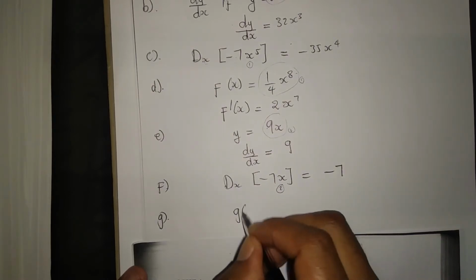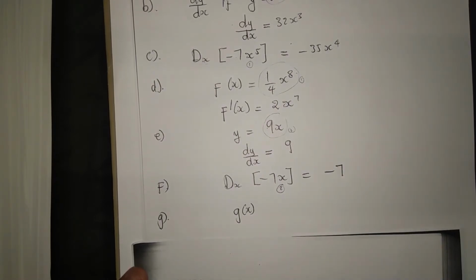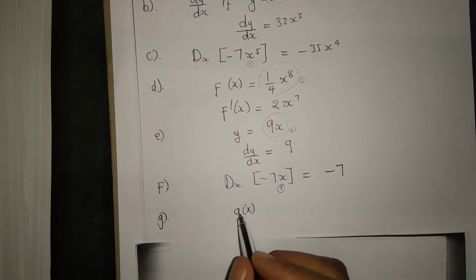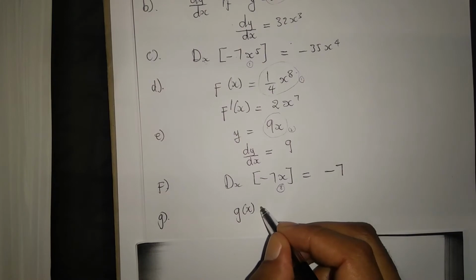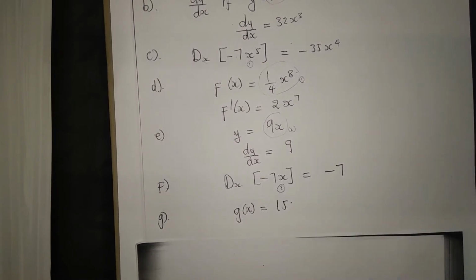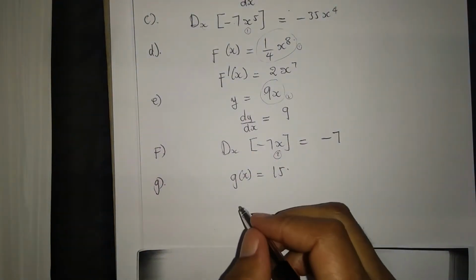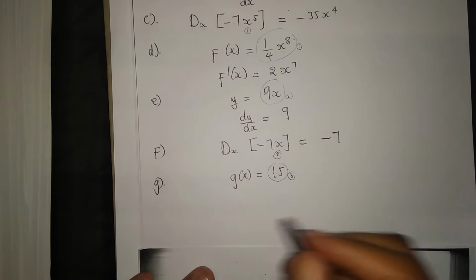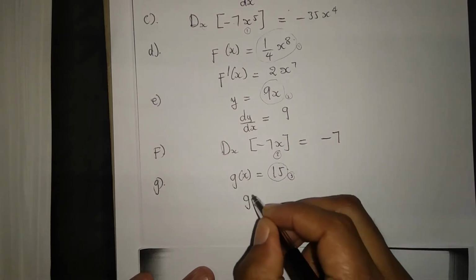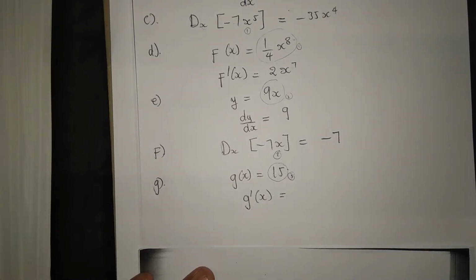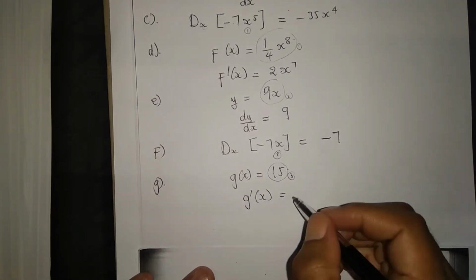Okay, g of x. Okay, because now it is g, it doesn't mean the notation changes. g of x is equal to 15. So check out, this is rule number 3 because it's just a constant, so therefore g prime x, the derivative of function g, is g prime x.